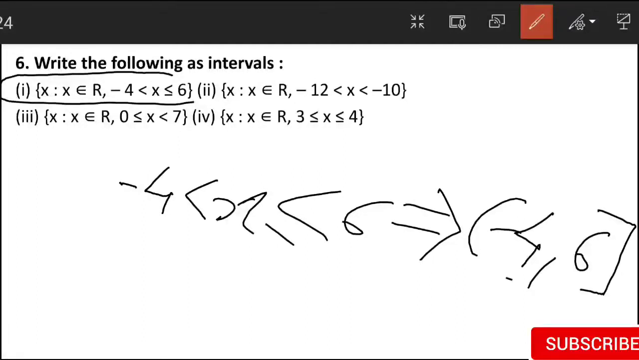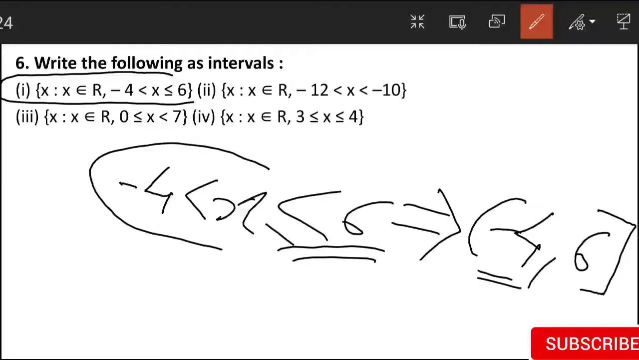We use the open bracket for -4 because -4 is not involved in this set, and x is less than or equal to 6. That means 6 is also included in the set. So here we have to take a close bracket when the element is included.